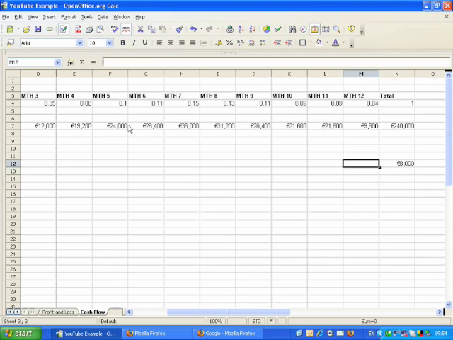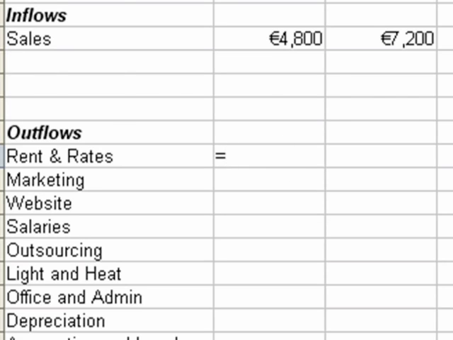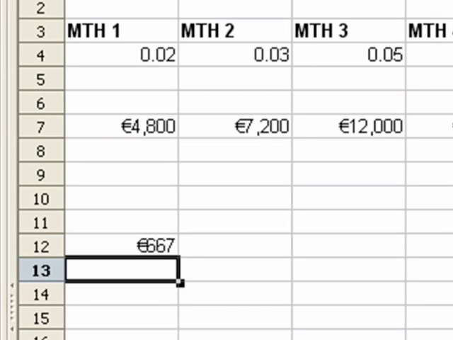So we have that. Now we're going to assume that our rent and rates are not seasonal. We pay the same every month. So it's a simple calculation. It's the total rent and rates figure we got from the profit and loss divided by 12.